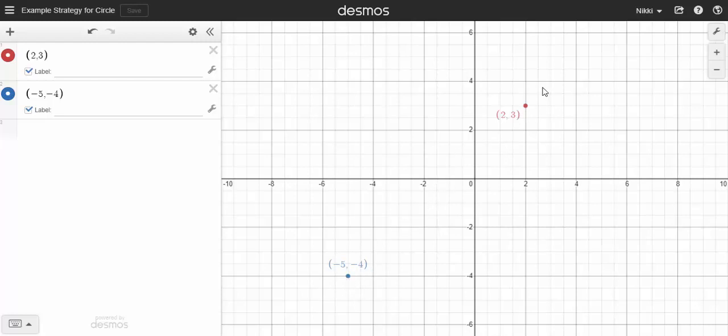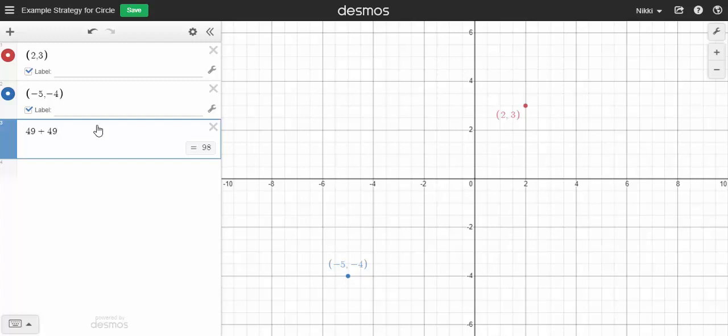The reason I don't think that these are across from each other on the circle is because I would need these points to be exactly 10 units apart in order for both of these to be across from each other. And you'll notice if you go from -5 to 2, that's 7 units. -4 to 3 is also 7 units. And 7 squared plus 7 squared is 49 plus 49, which is 98. And the square root of 98 is not going to be exactly 10.